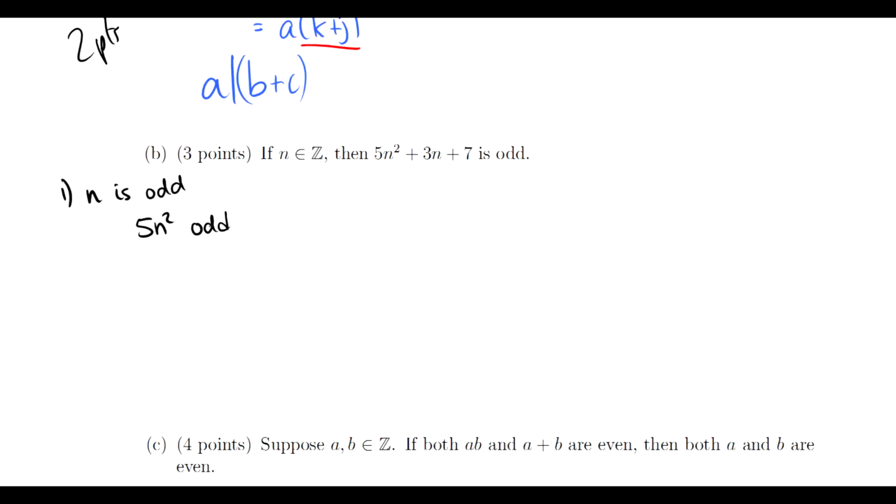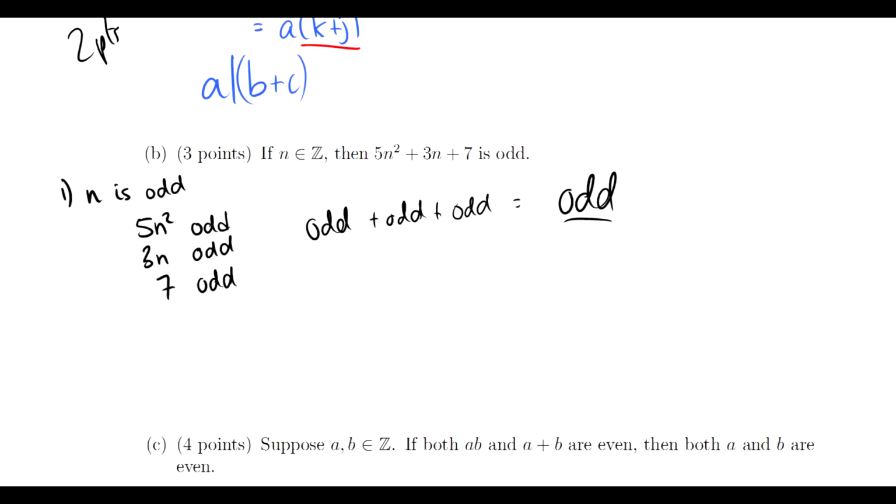What about 3n? Well, 3 is odd, n is odd, so an odd times an odd is going to be an odd number. What about 7? 7 is odd. So this is an odd plus an odd plus an odd. So what is an odd plus an odd plus an odd? Well, it's odd.